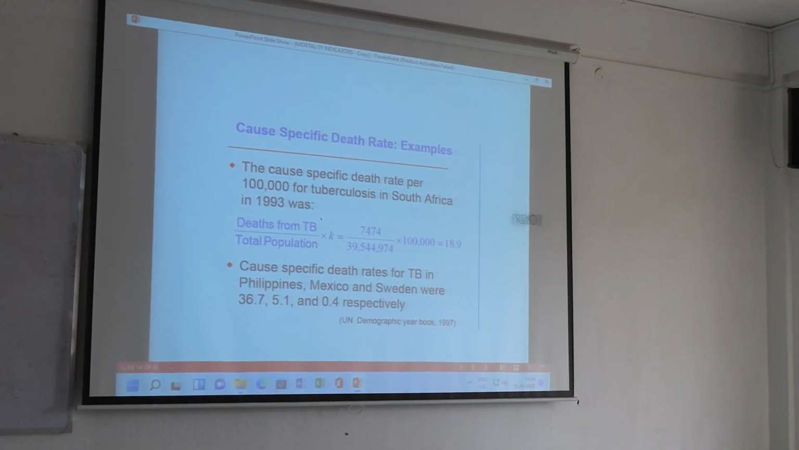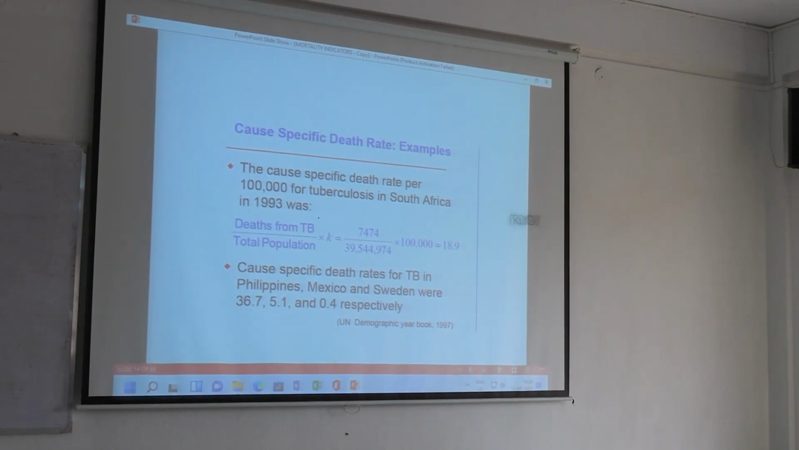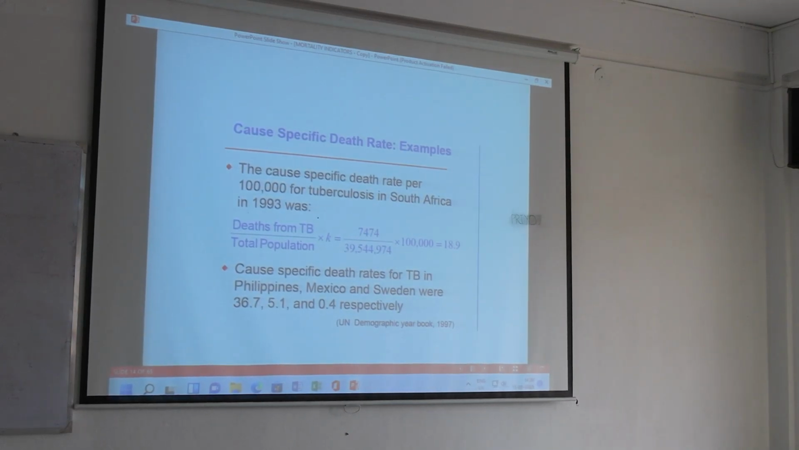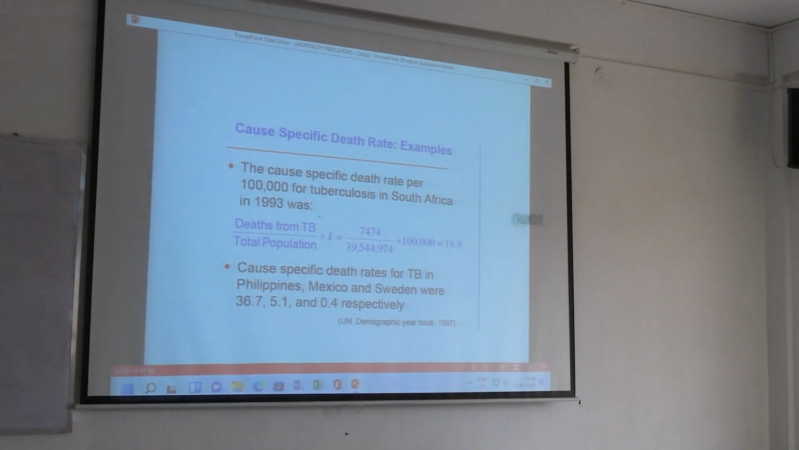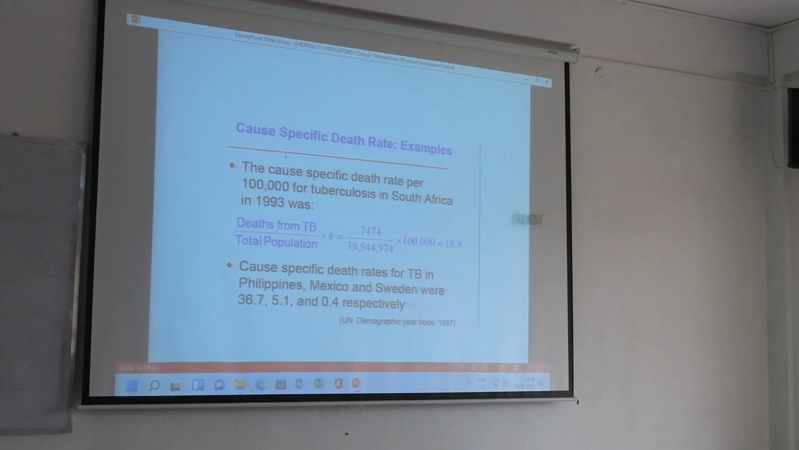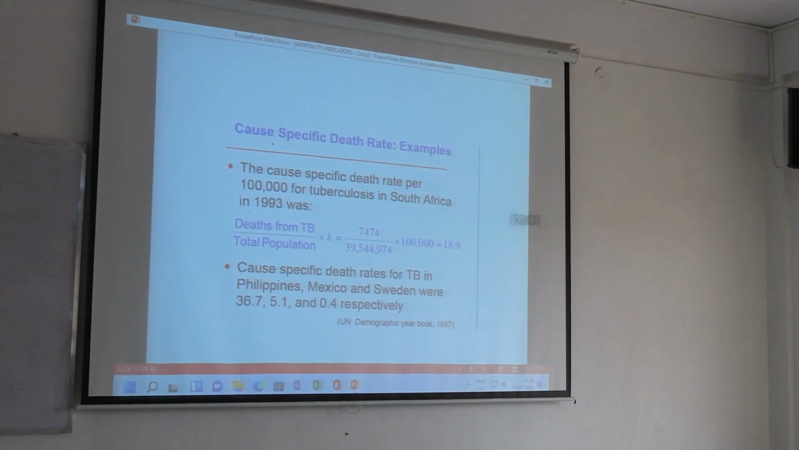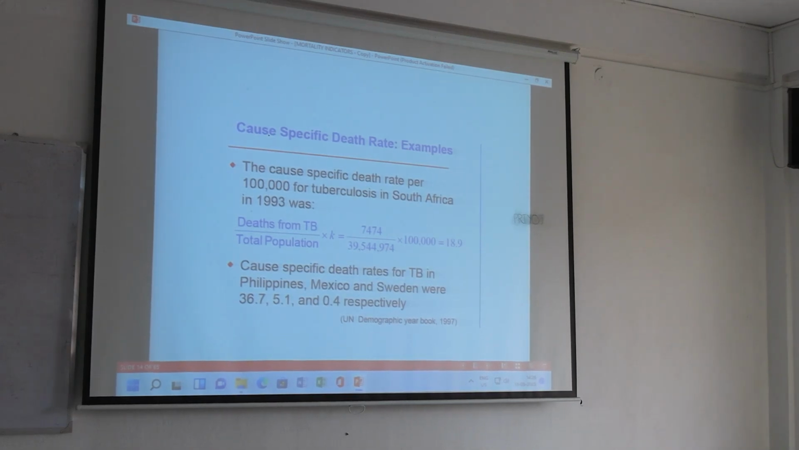That means more people are dying of TB in this country. Which country has more people dying of TB? Yes, the Philippines. The Philippines has the most of this. South Africa's rate is less than the Philippines, and Sweden has got the best figures.